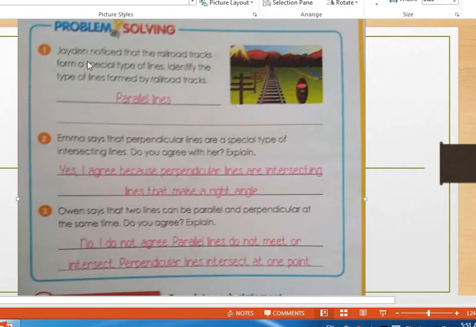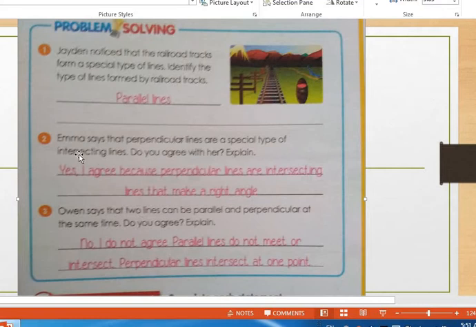Problem solving. Jaiden noticed that the railroad tracks form a special type of lines. Identify the type of lines formed by railroad track. Here the railroad gives me what? Do you remember? Yeah, parallel lines, they never meet, and have the same distance in between. Do you notice this?